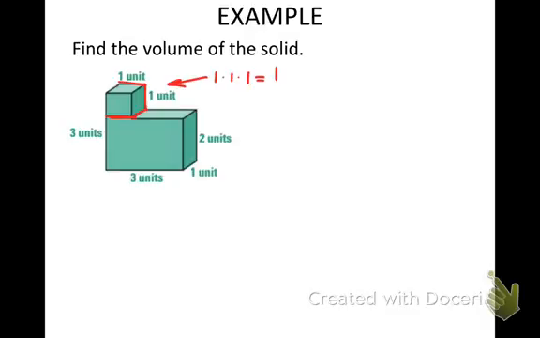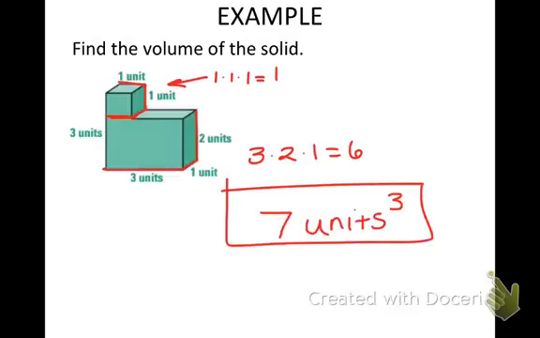Now let's go to the bottom solid. What are the 3 dimensions of that solid? 2 by 1 by 3. Multiply correctly: 3 times 2 times 1 is 6. So the total volume would be what? Right, so it would be 1 plus 6. So 7 units cubed for volume.